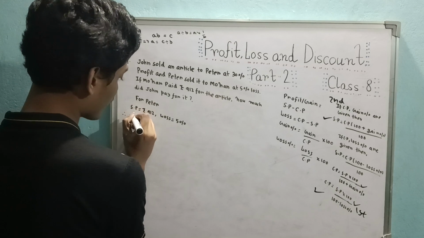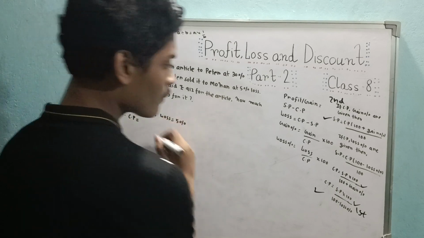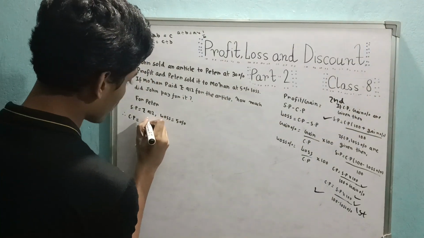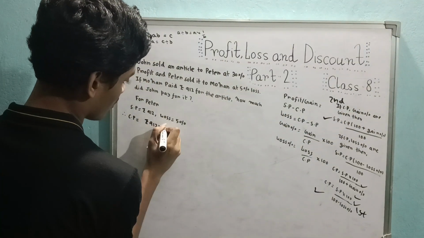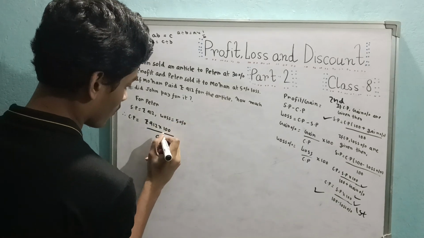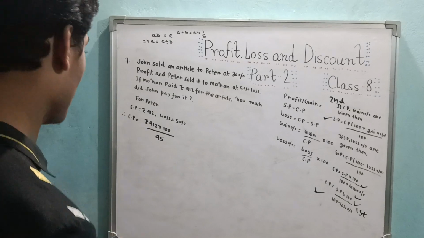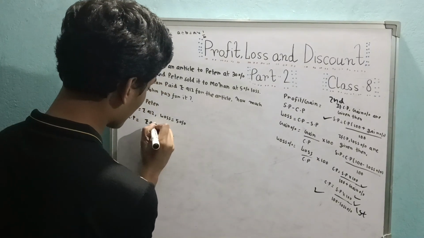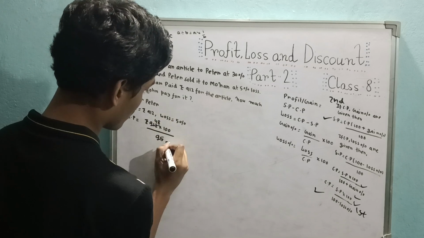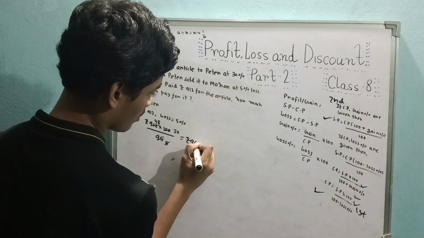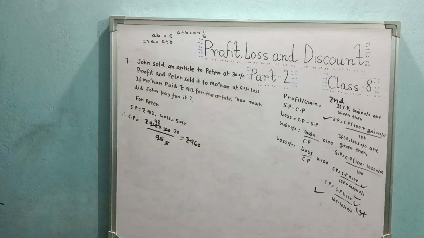Therefore, cost price for Peter will be what? I use this formula: SP into 100 divided by 100 minus loss percent. That is 912 into 100 divided by 100 minus 5, which is 95. Divide by 19, you will get 5. Divide this by 19, 4, 8, 20, rupees 960. Now see, for Peter, this is the cost price.